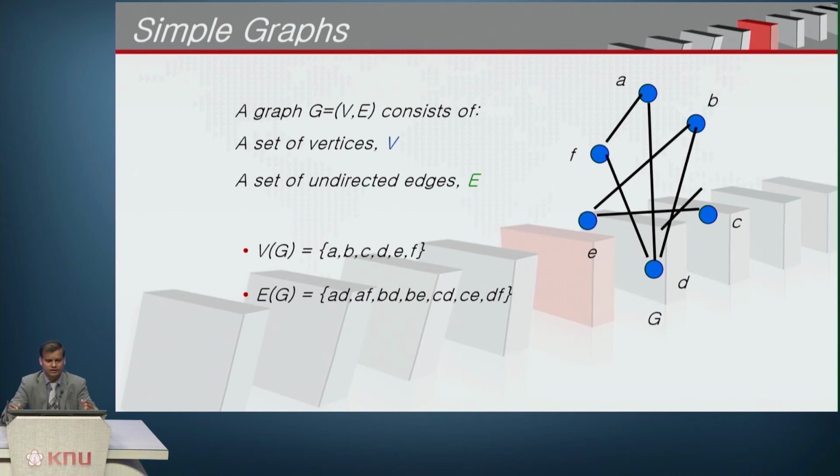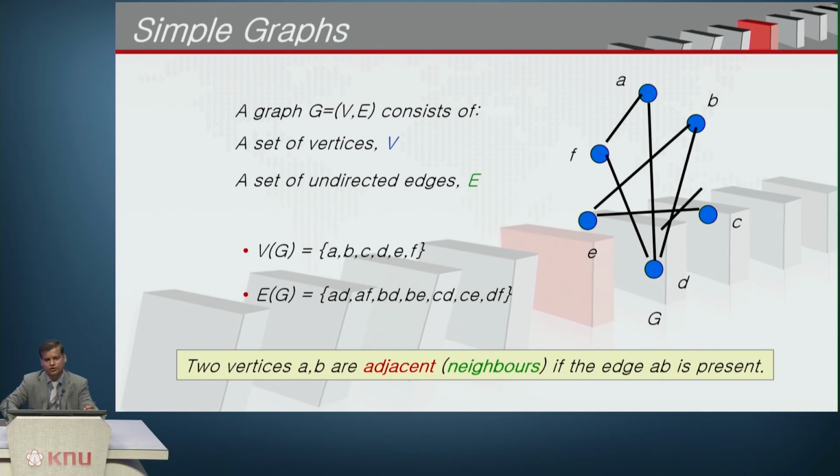And in this course, after this lecture, we are going to have a series of lectures on graph theory, where we will also see different algorithms that can be used to provide a simple solution. Two vertices A and B are adjacent, or neighbors, if the edge AB is present.